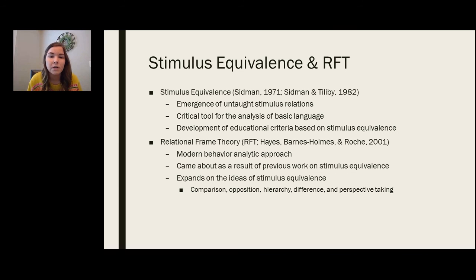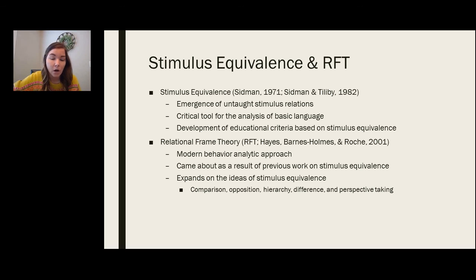Stimulus equivalence is the emergence of untaught stimulus relations following a history of reinforcement for relating trained stimuli. Sidman's work was viewed as a critical tool for the analysis of basic language, and the research that he did gave momentum for the development of educational criteria based on stimulus equivalence.